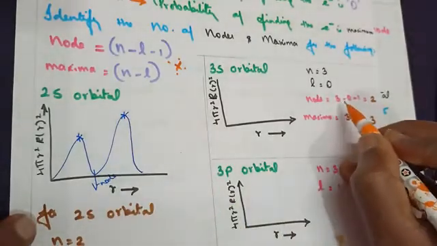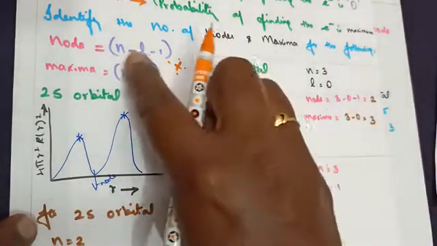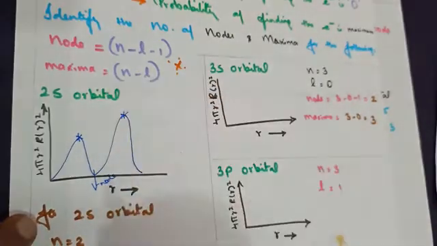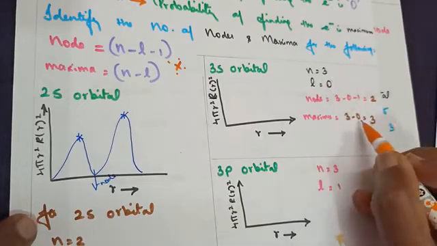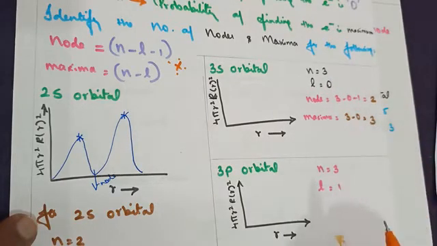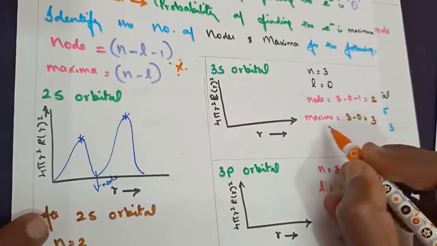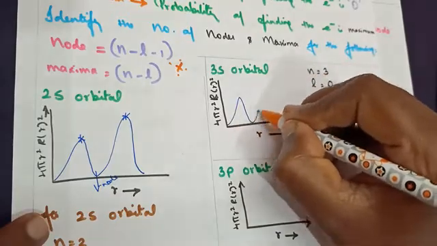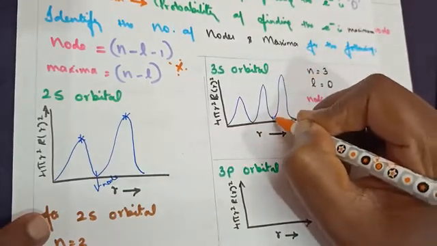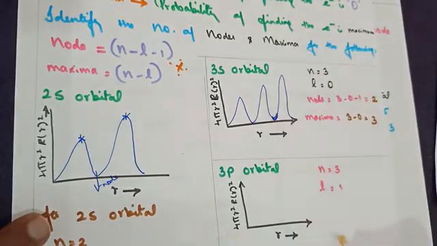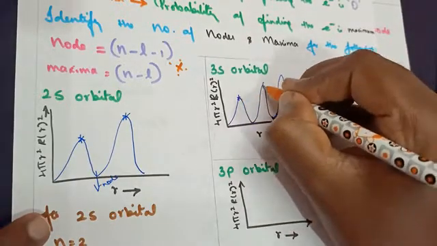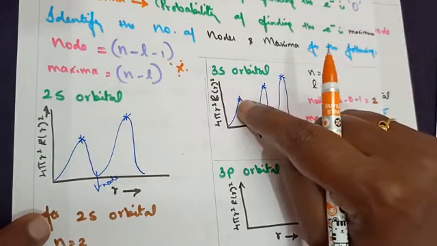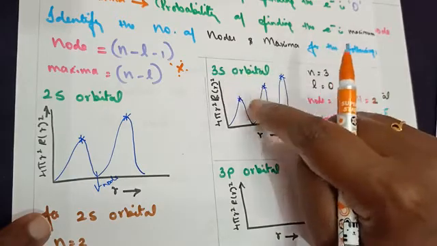The same formula, 3 minus 0 minus 1. I'm substituting into this formula. I get 2 as the answer. Maxima formula is n minus L. So n is equal to 3, minus L which is 0, together I get 3 as the answer. As I told you, draw for the number of maxima, meaning 3 peaks you should have. So consider 1, 2, 3 peaks, and you should touch the point of origin. This is one maxima, a second maxima and a third maxima.